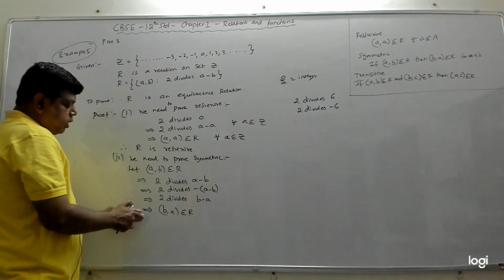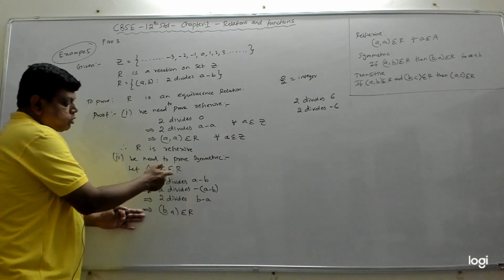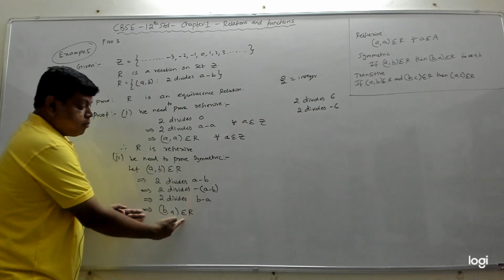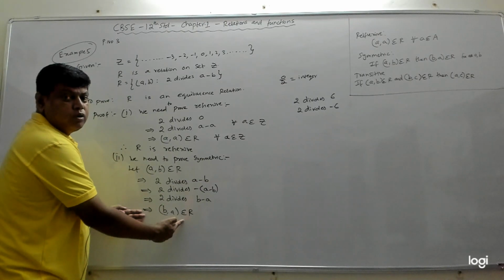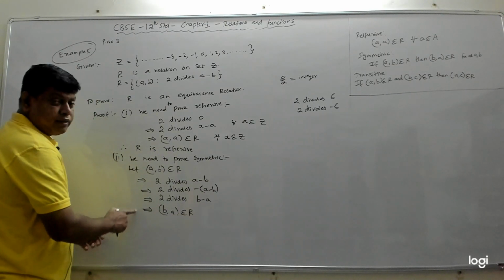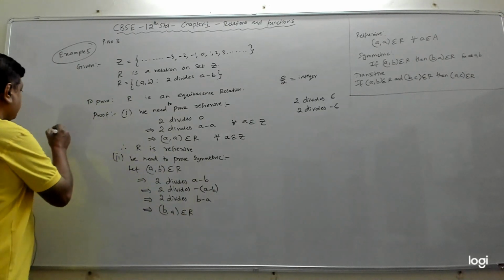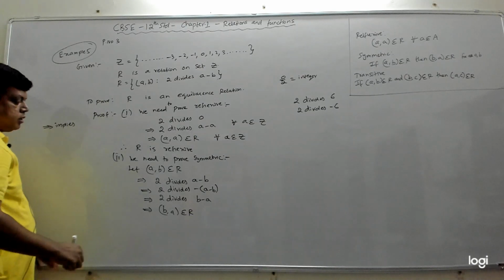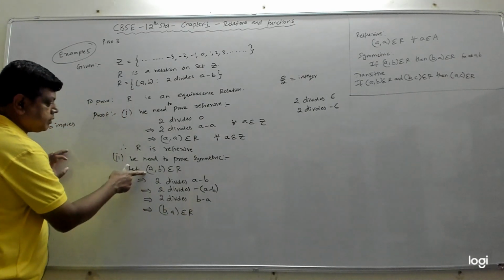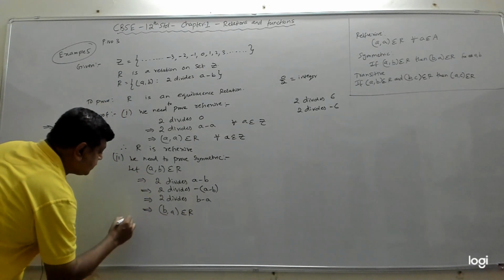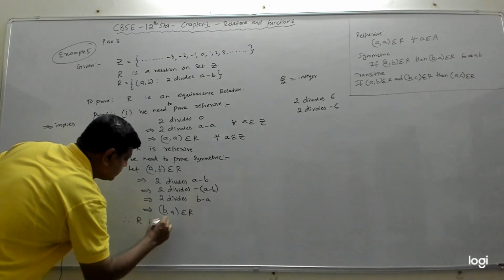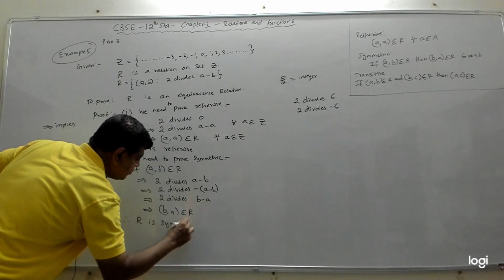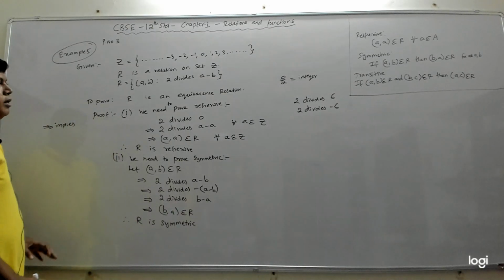So we started with (a, b) belongs to R, and then we proved that (b, a) belongs to R. So this is not an equal to sign, this sign means implies. Therefore we started with this, we got this. Therefore R is symmetric. R is a symmetric relation.